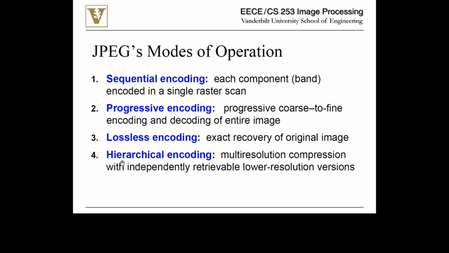Somehow it is more or less similar to hierarchical. Hierarchical follows the idea that in the first numbers you have the information of the low-frequency part of the image. And then lossless means I want an exact recovery of the original image, so I don't want to lose anything in between.